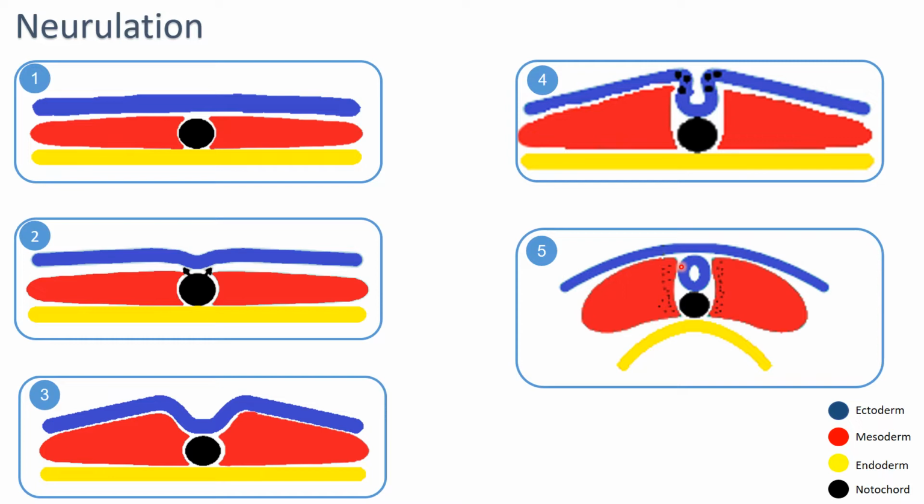It's open on both ends, and it's just a tube that runs down the length of the embryo. And that's what you see here in image 5, that neural tube running down the length of the embryo. This neural tube will eventually pinch away from the ectoderm, and the ectoderm itself reforms over the neural tube. And later on, as development progresses, it will form the external portion of the embryo.